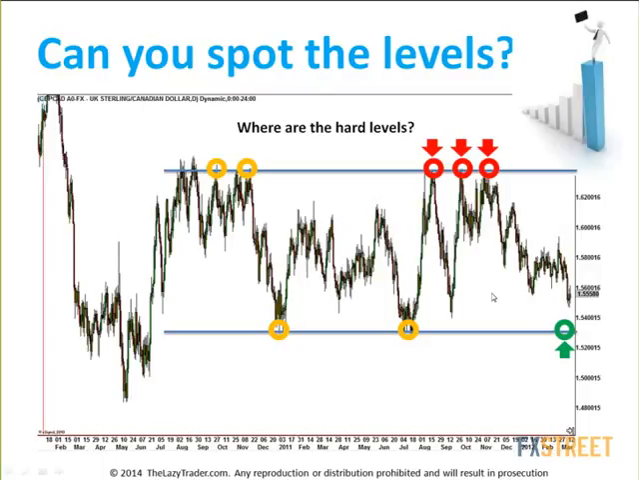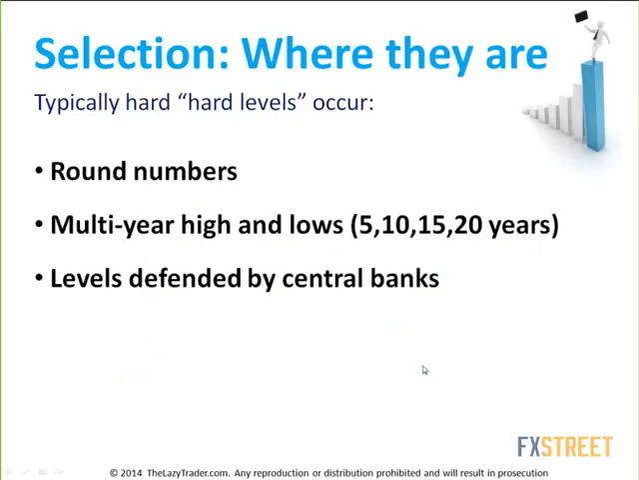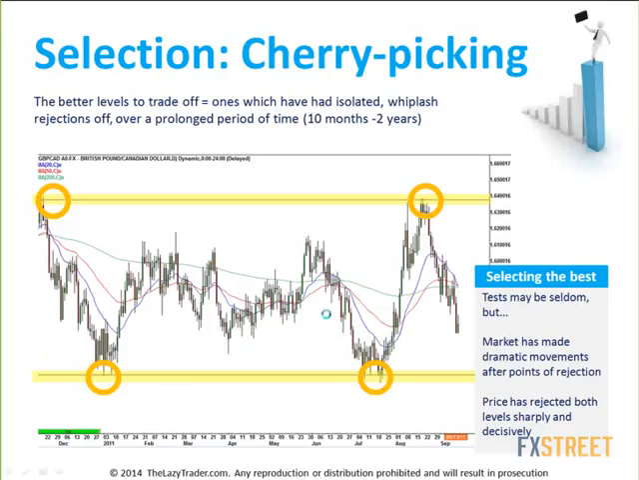And if you look on the weekly or even the monthly on a lot of these cross-currency pairs, you will see a lot of range-bound markets. And these are the kind of ones we like because where we've got key levels of supply and demand, we've got decent selling and buying opportunities. Okay, so hard levels occur at round numbers, multi-year highs and lows, 5, 10, 15, 20 years, all-time highs, or levels defended by central banks.